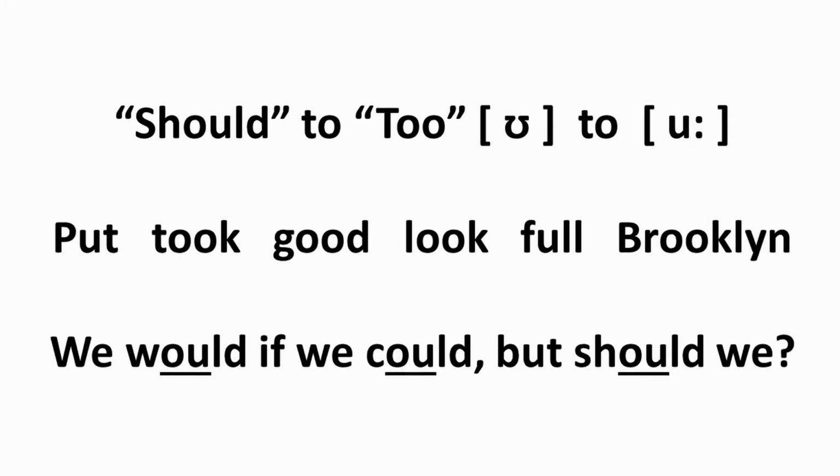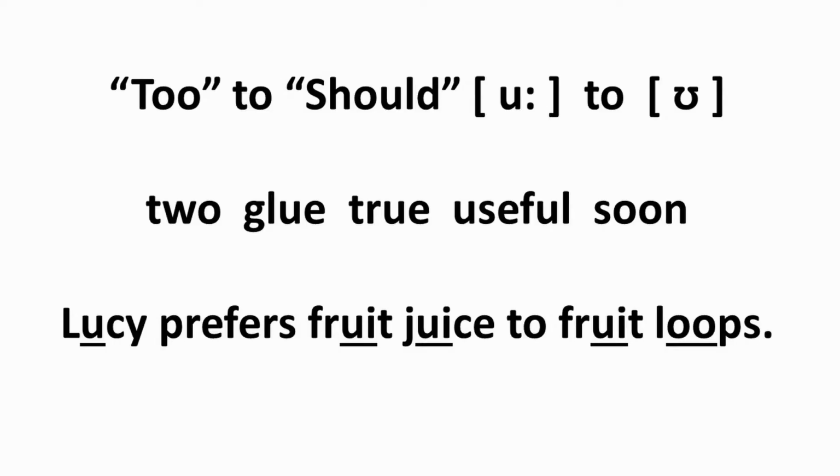Let's do some practice words going from should to oo first. Put, took, good, look, fool, Brooklyn. We would if we could, but should we? And now, widening oo back to the wider sound. To, glue, true, useful, soon. Lucy prefers fruit juice to Fruit Loops.